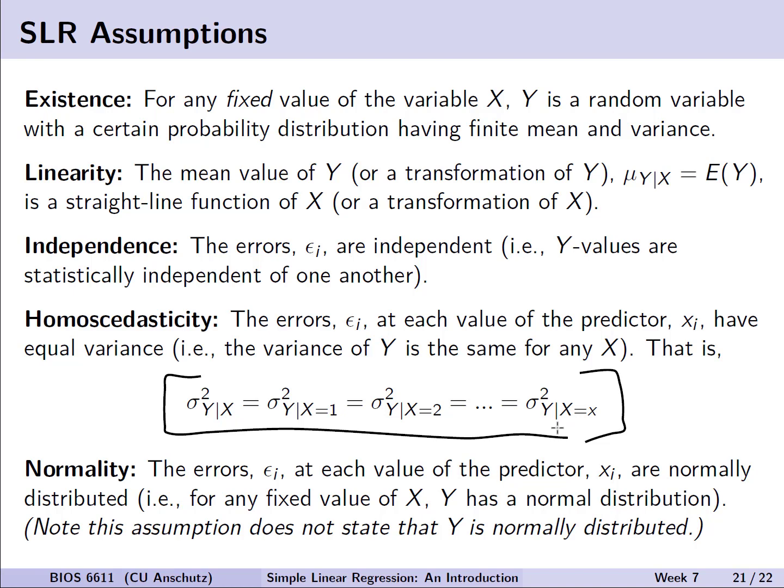And finally, one of the important assumptions as well is that we are making an assumption of normality. However, it's not necessarily at the level you might think. What we're really assuming is that the errors epsilon i at each value of the predictor x sub i are going to be normally distributed. In other words, for any fixed value of x, y will have a normal distribution. But this does not mean that y itself has to be normally distributed. Just that when we fit the model and look at these residuals, we're making an assumption then that the underlying errors themselves will be normally distributed.